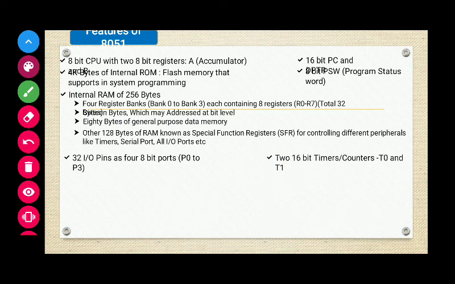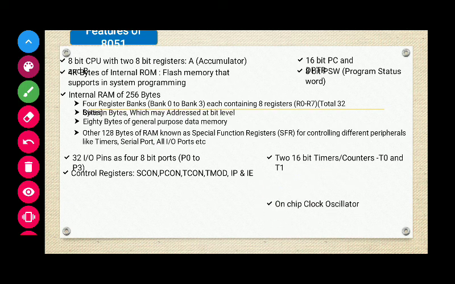Then it has two 16-bit timers counters. Basically these registers T0 and T1 are used as 16-bit timers or counters. Then it has control registers named SCON, PCON, TCON, TMOD, IP and IE, which are used for the purpose of controlling the timers, counters and the interrupts. It has the on-chip clock register.